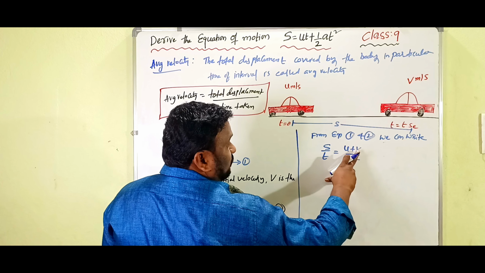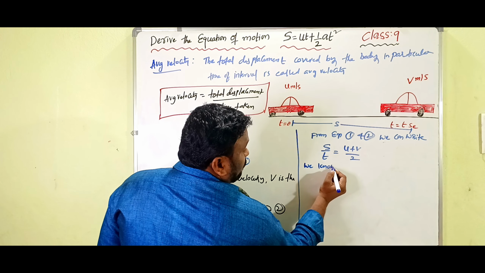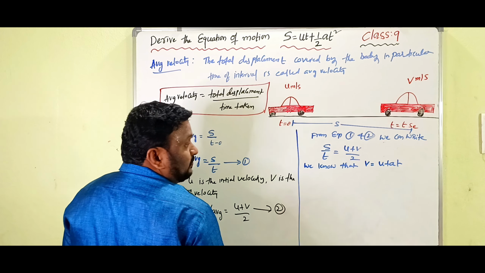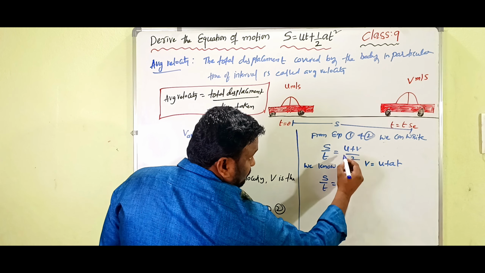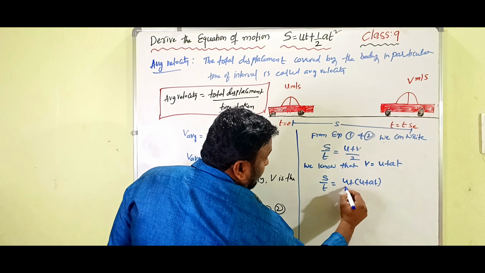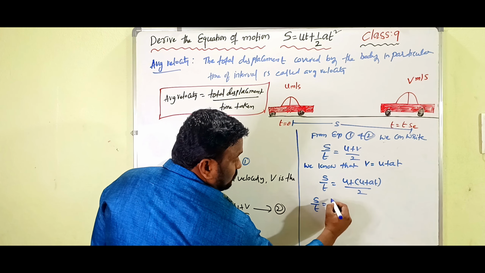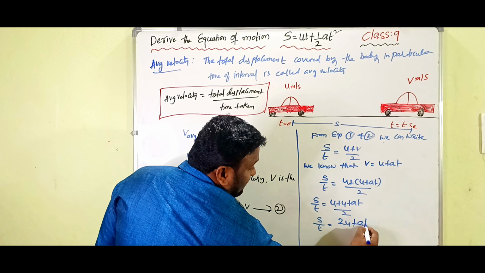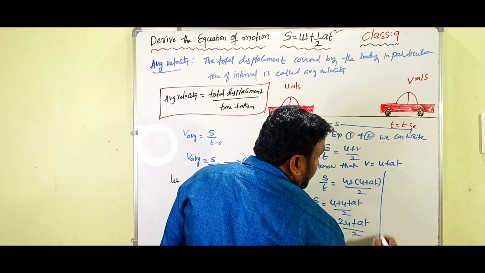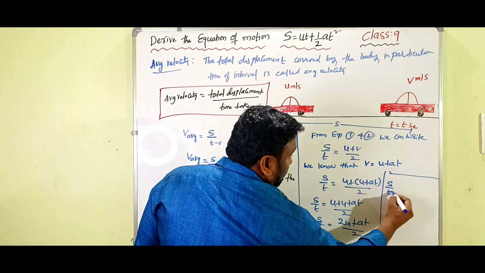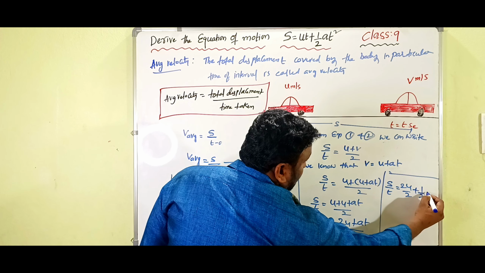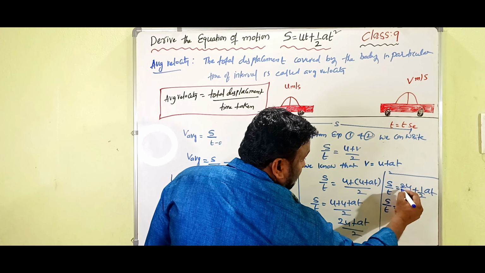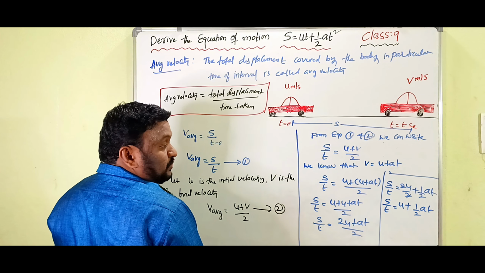What is u, children? Initial velocity. What is v? Final velocity. We know the expression for final velocity: v is equal to u plus at. So s by t is equal to u plus (u plus at) by 2. That means s by t is equal to 2u plus at by 2. Separating, s by t is equal to 2u by 2 plus at by 2. The 2 cancels, so s by t is equal to u plus half at.